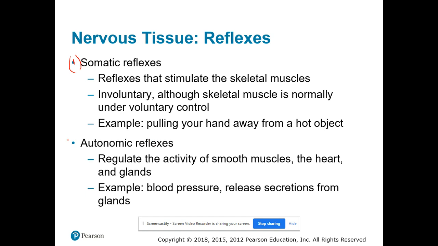Autonomic reflexes, this is the second type. These are going to regulate things like your autonomic nervous system regulates. That includes smooth muscle, cardiac muscle, so I'm going to add, it says the heart, so that's cardiac. And then different glands. Now remember, these glands are going to release hormones. Good examples for this are reflexes when your blood pressure spikes, or if you're going to release different secretions like adrenaline or epinephrine for your fight or flight response, which are released from these glands.